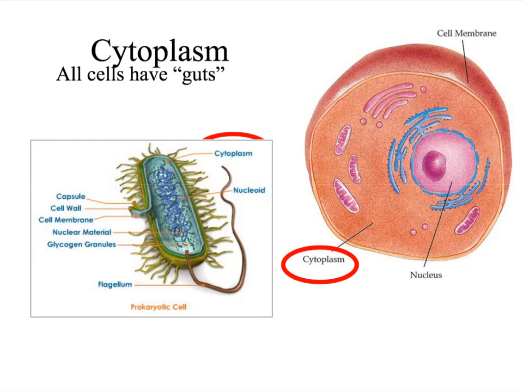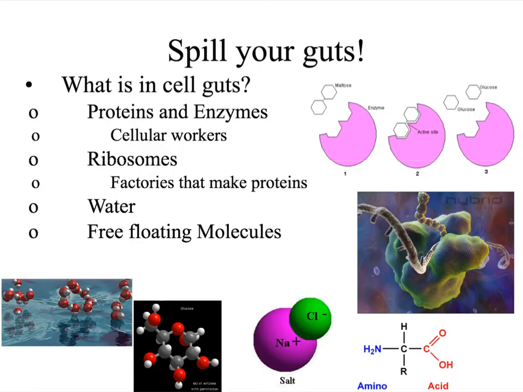All cells also have cytoplasm. So this is the inner guts of a cell. And depending on what type of cell you are, it's going to vary as to what makes up the cytoplasm. But there are some common components in each cell. So those common components include things like enzymes. So these are a type of protein that helps speed up chemical reactions.